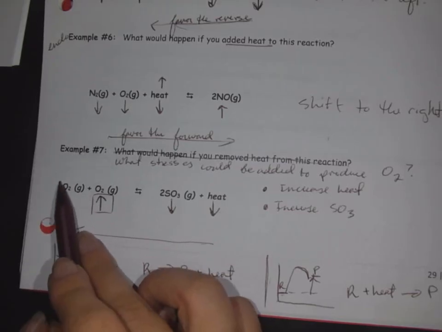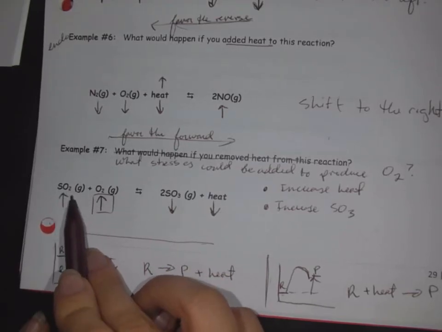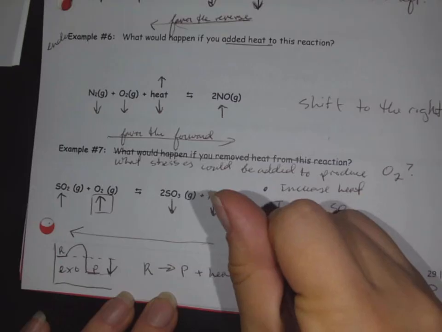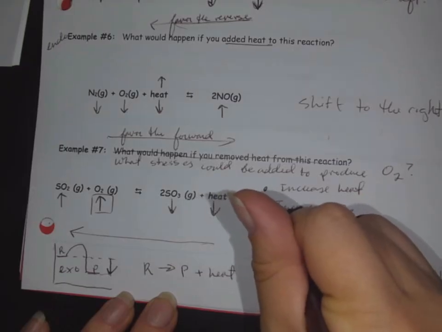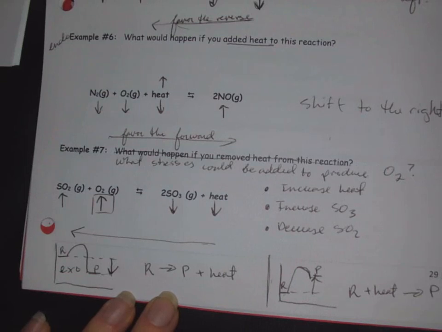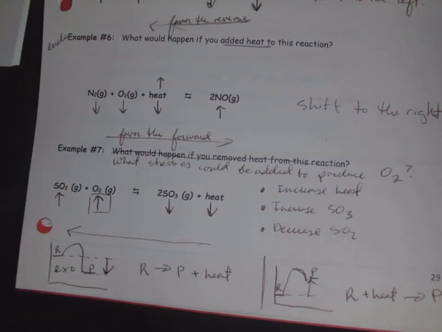So what would the stress be that goes above SO2? Would it be increase or decrease? Decrease, exactly, because the reaction responds by increasing it. So the third and final stress would be decrease SO2. Okay, everyone, we've talked about everything we need to except for the graph.